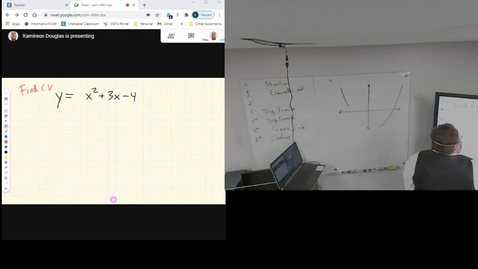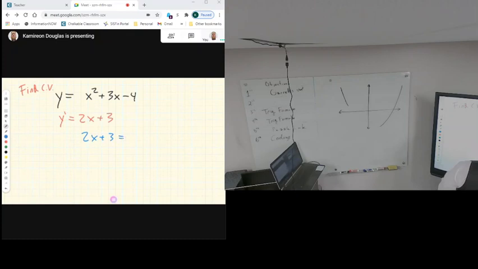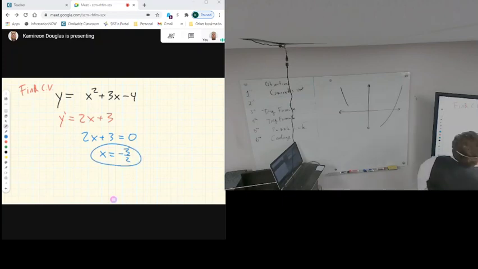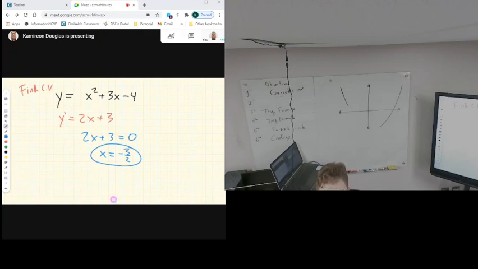So if I asked you to find critical values, we do y prime equals 2x plus 3. We then would take that function, set it equal to 0, and solve, and then with x equals negative 3 halves, we could then determine, based upon either what the function looks like or what the first derivative test is showing, if this is a maximum or a minimum, and we move on from there. Great, fantastic, we've done it.